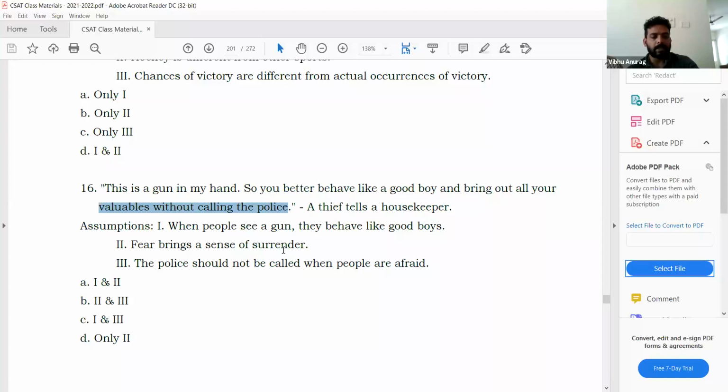He thinks that this person may try to act smart or may try to call the police. So he's saying, this is a gun, you better behave like a good boy and you should not call the police. He's warning him because he believes in his mind he may do these kinds of things. So only the second one. D is the answer. Because 1 is the exact opposite. If he already believes that people behave like good boys when they see a gun, why give a warning? He believes they may not behave like good boys. That's why he's giving the warning.